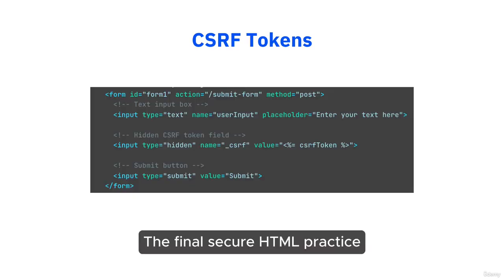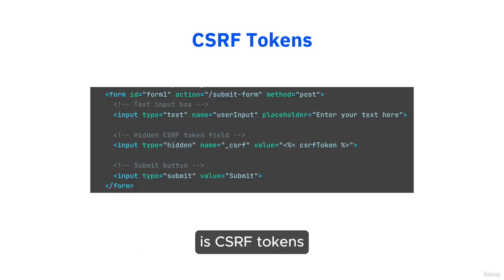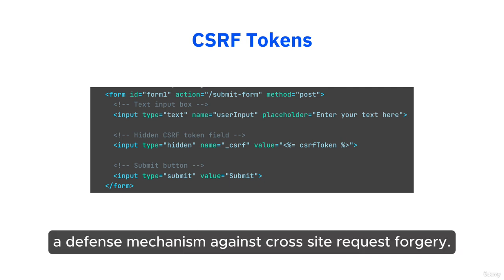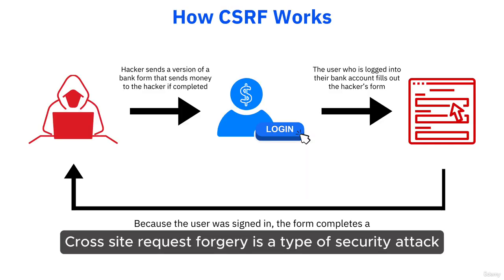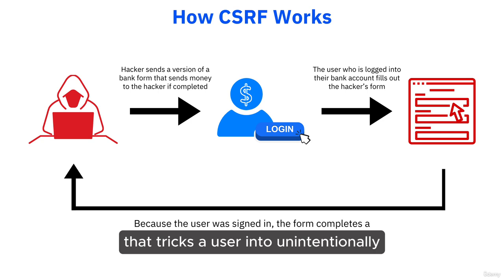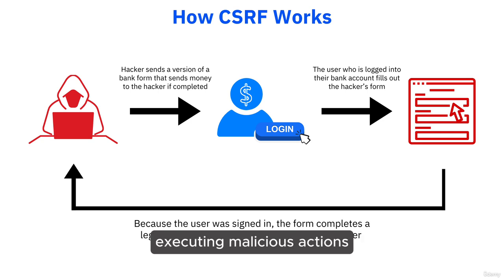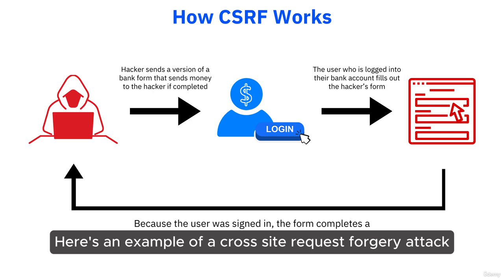The final secure HTML practice you will learn in this lesson is CSRF tokens, a defense mechanism against cross-site request forgery. Cross-site request forgery is a type of security attack that tricks a user into unintentionally executing malicious actions on a web application from a different page. Here's an example of a cross-site request forgery attack.